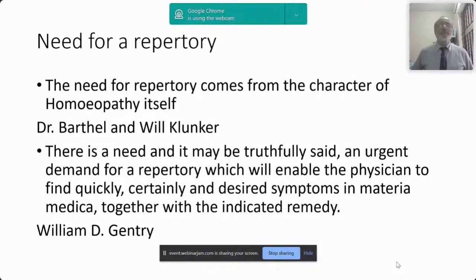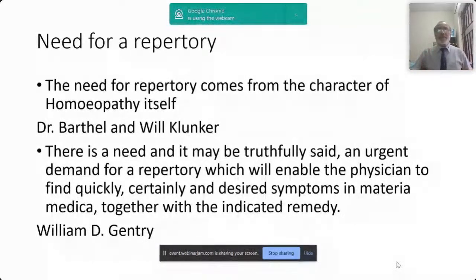And finally, the need of repertory comes from the character of homeopathy itself. See, this is Barthel and Winnankar. They are authors of Synthetic Repertory. They have said that the need of repertory comes from the character of homeopathy. See, the character of homeopathy is logic, and the logical way of going from case taking to selection of medicine is repertorization. So the need of repertory comes from the character of homeopathy. And if you don't want to spoil the character of homeopathy, you have to follow repertory.